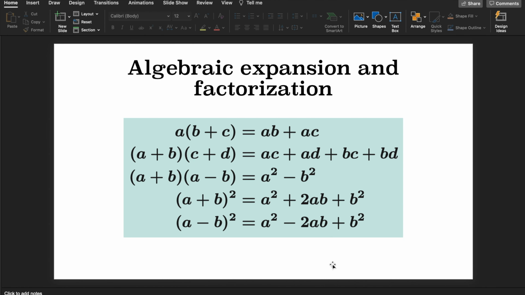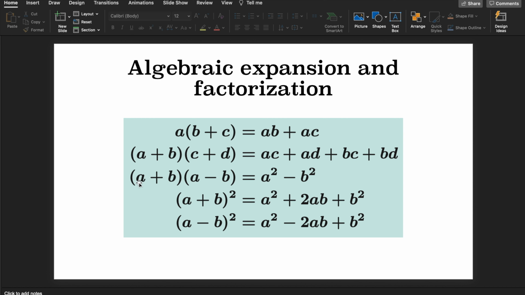So now let's look at algebraic expansion and factorization. This is very simple. So we have a times b plus c within brackets. So it would be ab plus ac. Then a plus b times c plus d, meaning ac, ad, bc, bd. So you'll have to find the sum of all those.